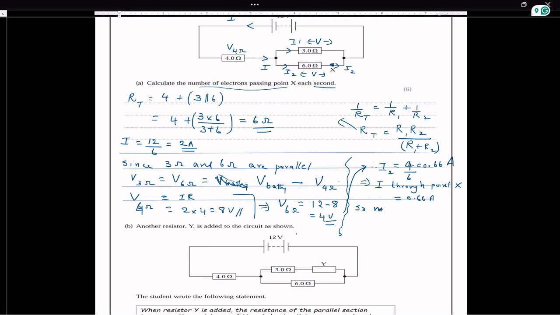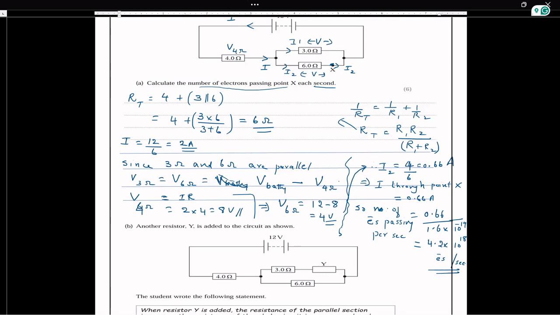So number of electrons passing per second equals 0.66 over the charge of an electron, 1.6 into 10 to the power of minus 19. This is giving an answer of 4.2 times 10 to the power of 18 electrons per second, because we have calculated per second.